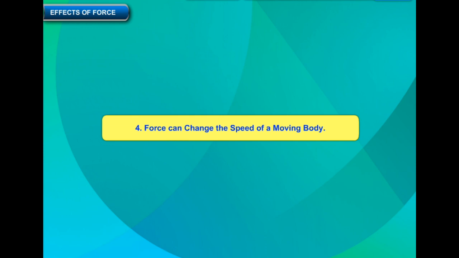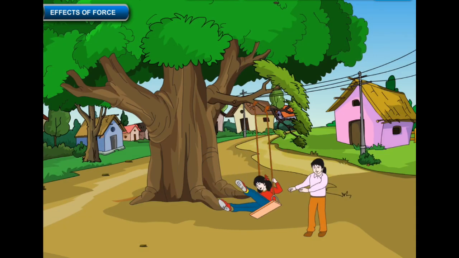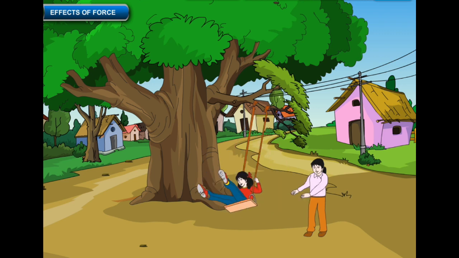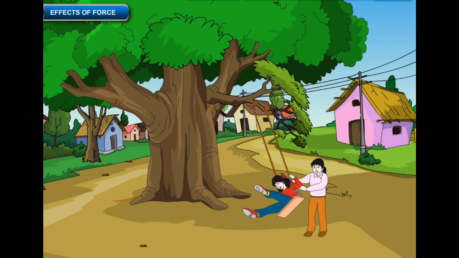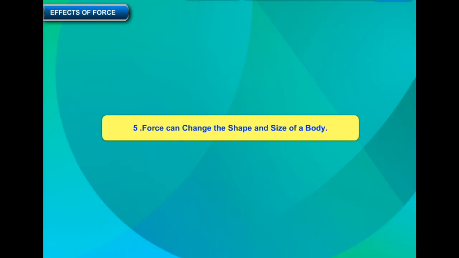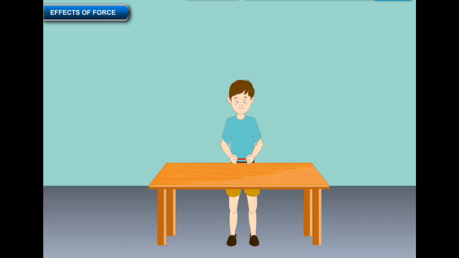If a person pushes a moving swing, it will move faster, and if he pulls the swing in the opposite direction, it will slow down. Force can change the shape and size of a body. We have seen that on stretching a spring or a rubber band, its length increases and its shape and size change.